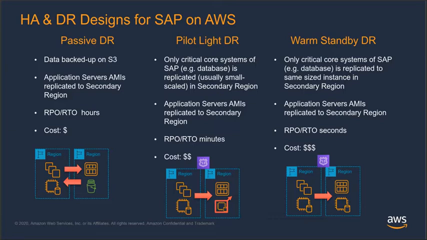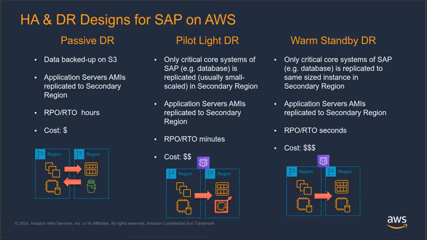Then we look at pilot light DR. This is probably the most cost-effective architecture pattern we see, certainly for single instance customers. This is where only the critical core systems of SAP are replicated in the secondary region. Then we use AMIs to scale back up in the event of needing to fail over to the secondary region. And this will deliver an RTO of within minutes. Again, this is a cost optimized design, which balances the ability to recover while not investing extra costs in workloads that you are not using regularly.